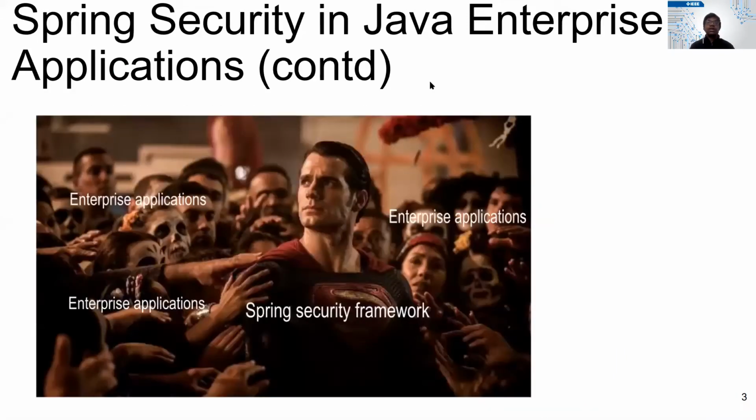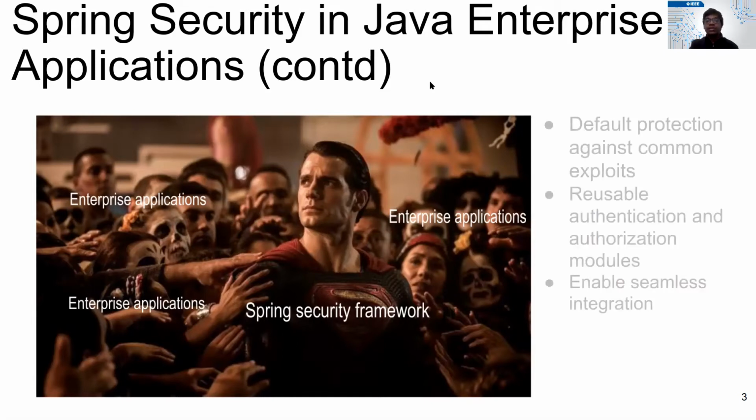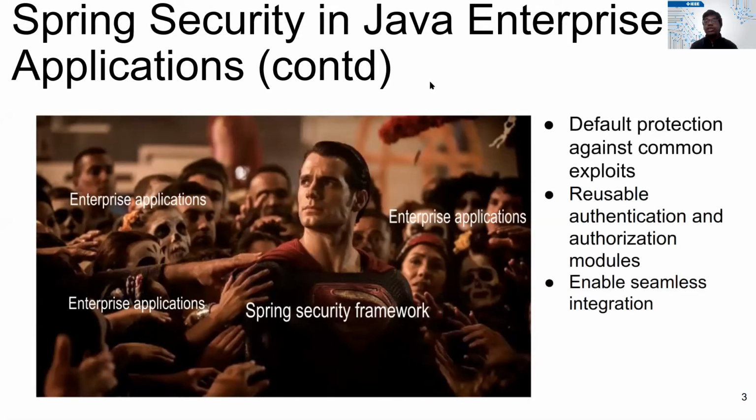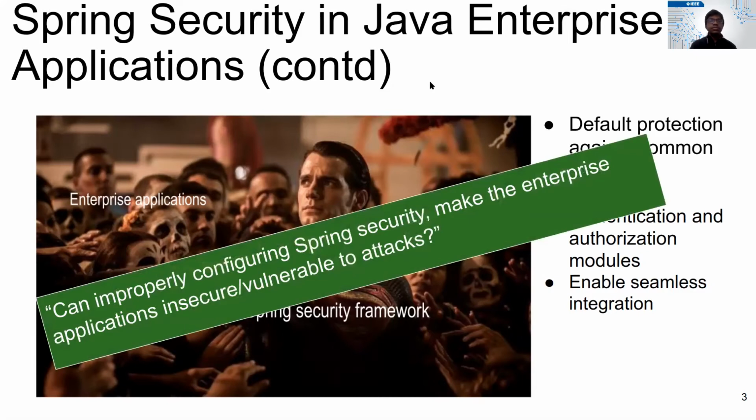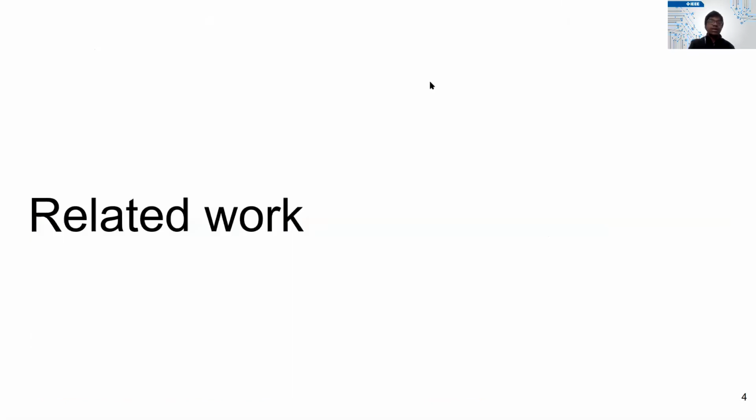Of course, the de facto and the most easy way to secure this application is to use Spring Security. And I will give a few reasons why. Spring Security provides default protection against common exploits, and it also provides reusable authentication and authorization modules. Lastly, and most importantly, Spring Security enables seamless integration with the existing Java enterprise application. However, we ask one important question. Can improperly configuring Spring Security make the enterprise application insecure or vulnerable to attacks?